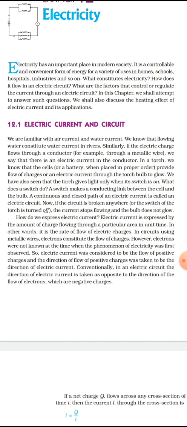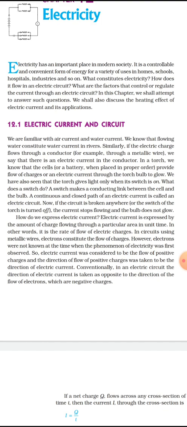However, electrons were not known at the time when the phenomenon of electricity was first observed. At that time, no electrons were discovered. So, at that time, conventionally positive charge was taken as the direction of electric current.